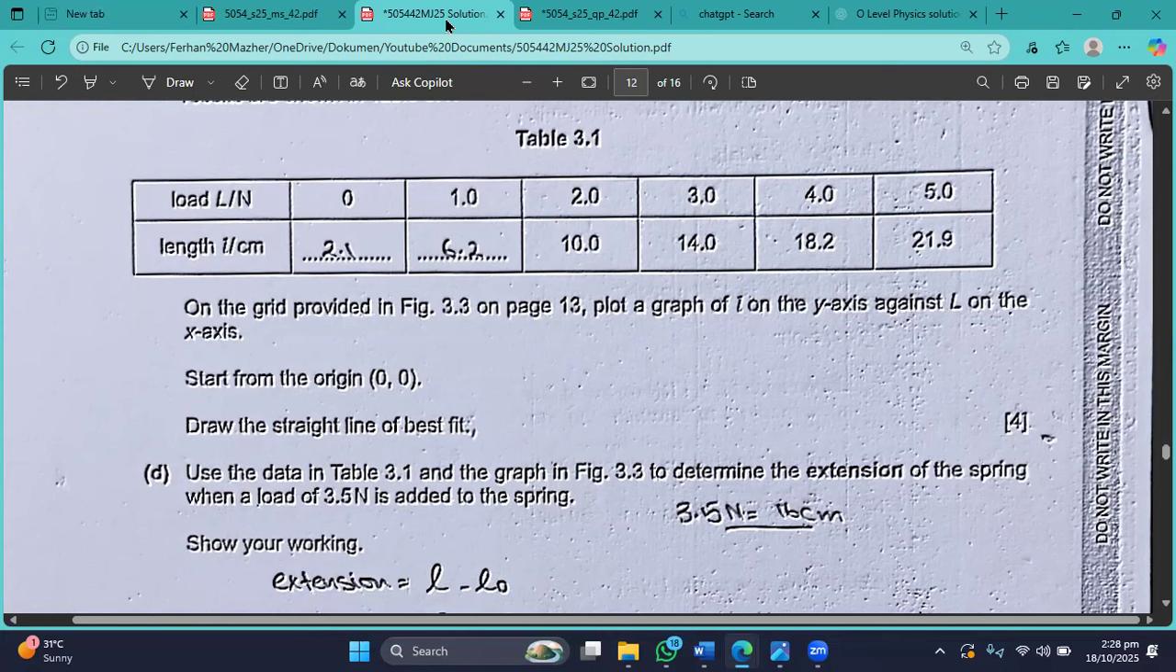On the grid provided in table 3.3 on page 13, plot a graph of L on the y-axis against the load on the x-axis. Start with the origin 0, 0, and draw a straight line of best fit. That's a 4 marks question. At 0, the length is 2.1. At 1, the length is 6.2. When the load is 2 Newton, the length is 10. When the load is 3 Newton, the length is 14. When the load is 4 Newton, the length is 18.2. When the load is 5 Newtons, the length of the spring is 21.9. So we have to plot it on graph paper.